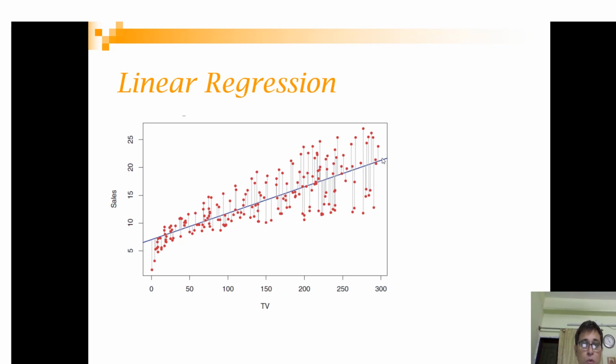Now let's look at the picture. So this blue line is your model. This is giving you the expected value. What are these red circles? These are your actual values. And what are these blue lines representing? These are representing errors or residuals with respect to each observation.